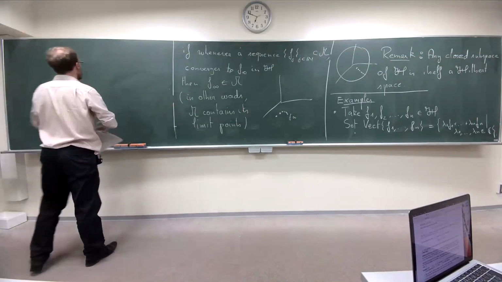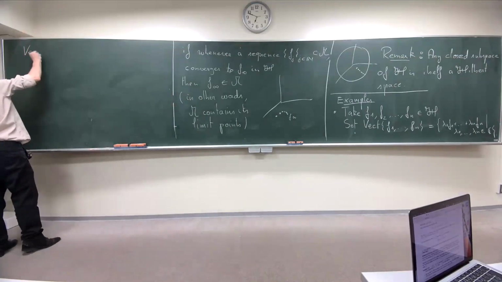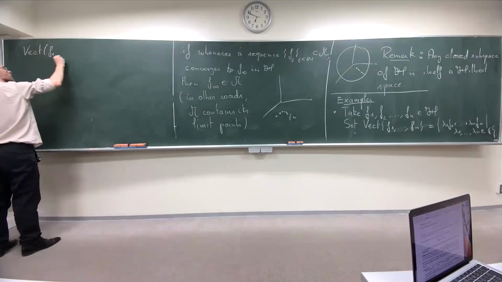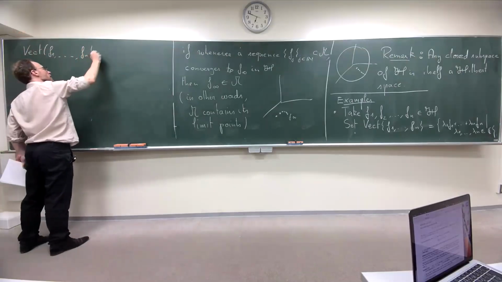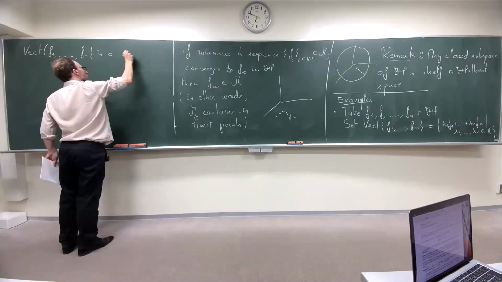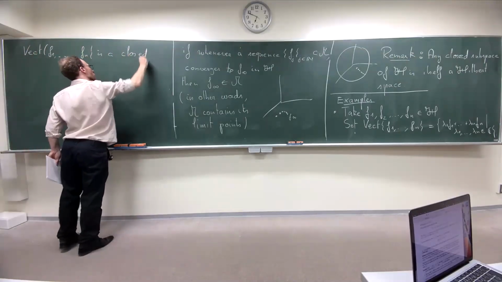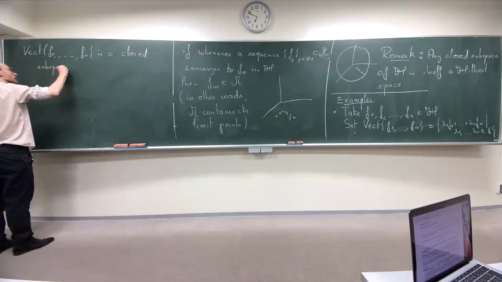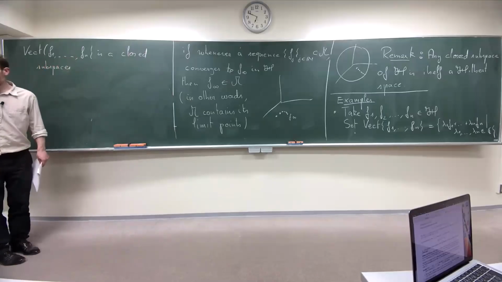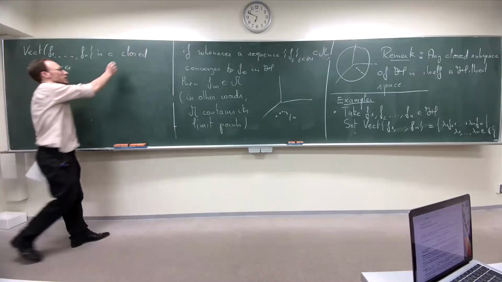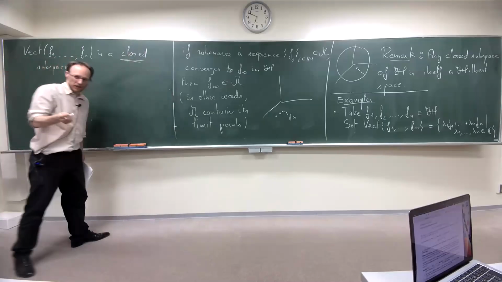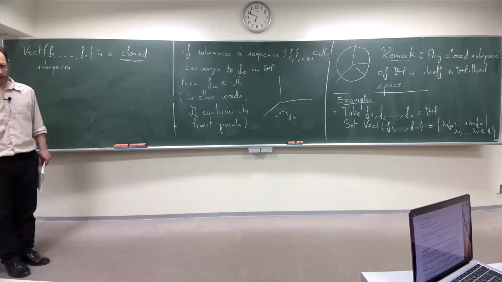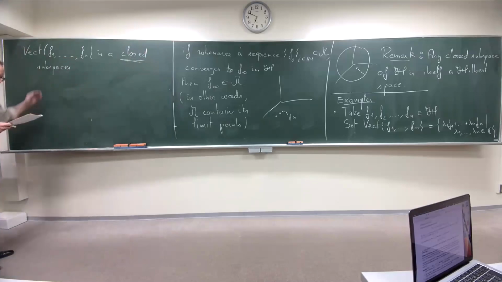This vect of F1 up to Fn is in fact even closed. It's a closed subspace. Why is it closed? Because it's finite dimensional. You can try to write a sequence. You will see that it's closed. I let you do it as an exercise, but it's always true.